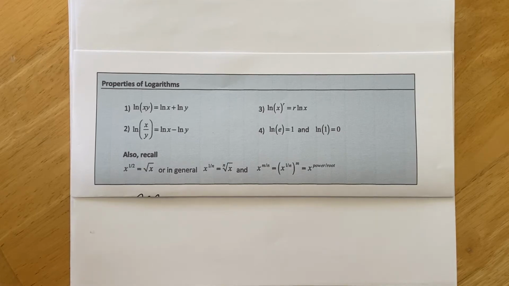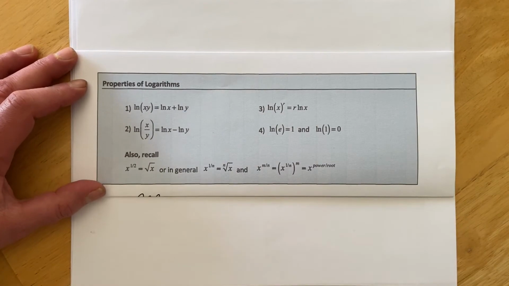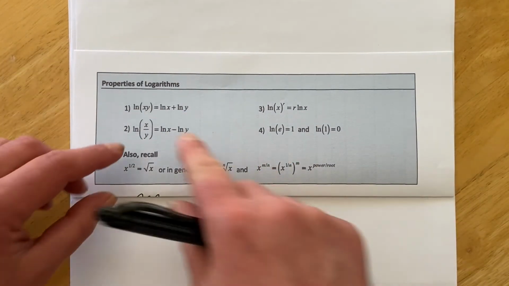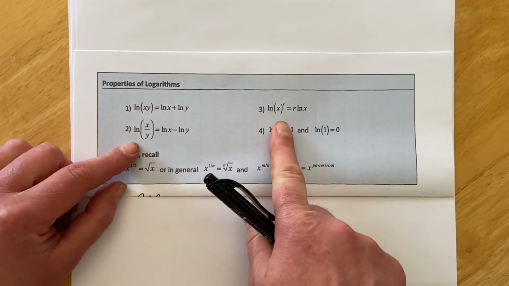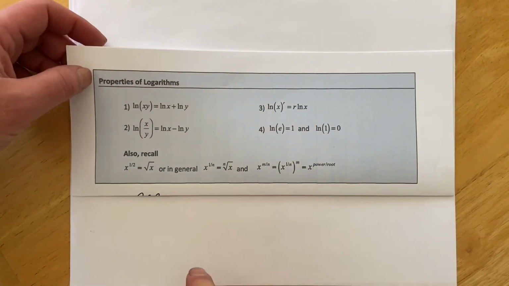This is for the business calc class, so we're going to focus primarily on natural logs. That said, I'm going to do a couple of really simple examples to run through these properties, and then I'll show you again how they would look on the homework. For these simple ones, I'm just going to use plain old logs.